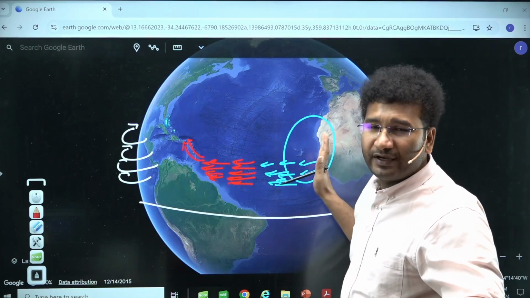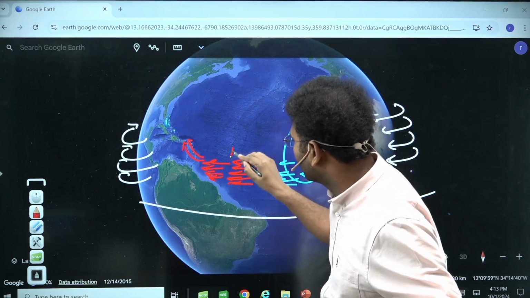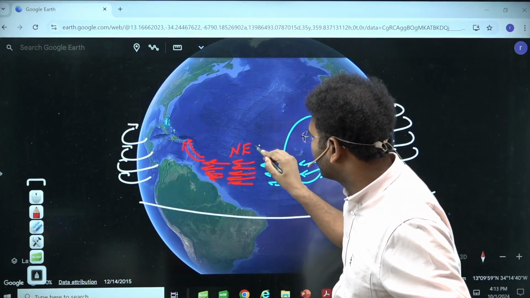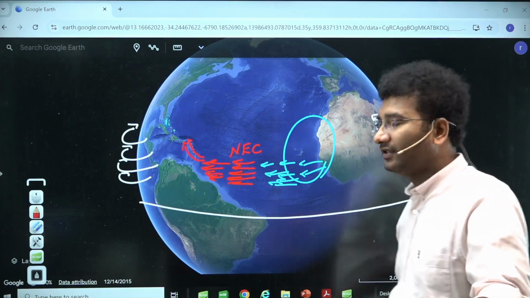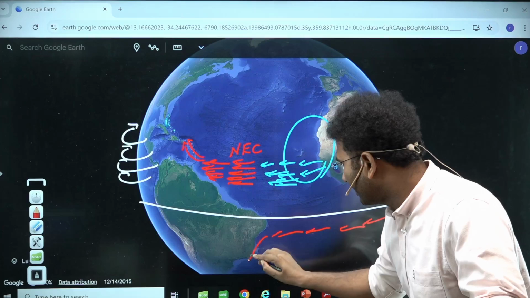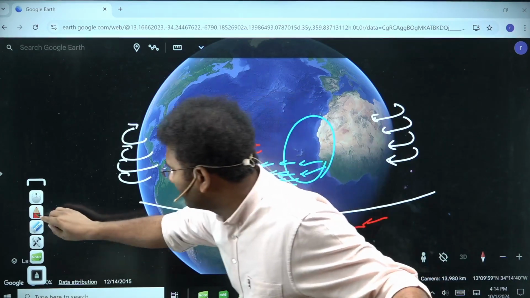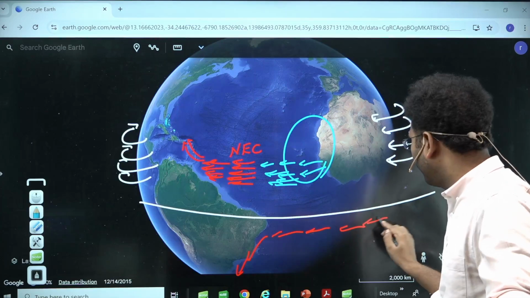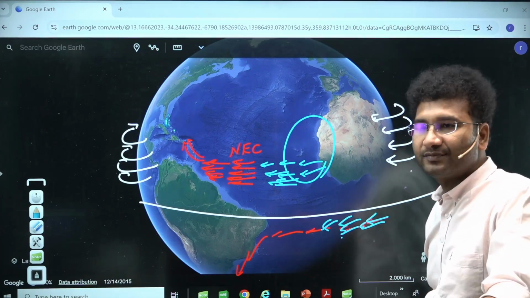Under the influence of wind, as this is present near the equator, this is called the North Equatorial Current, right? This is the North Equatorial Current. In the southern hemisphere also, similarly, the water will start to move and it follows the path like this. Here also you will find the upwelling of the water. Here the water is cold on the western coast.